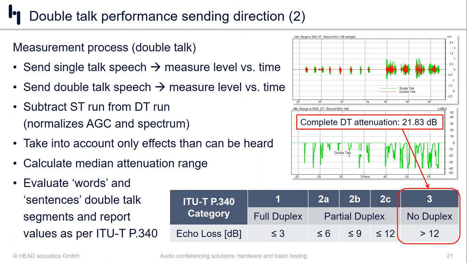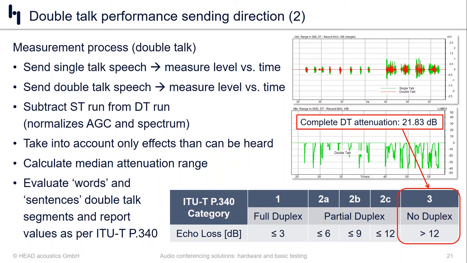Now, just very briefly about the measurement process. The first thing we do is we take a known speech file and we send the near-end speech only. And we measure the level versus time of that near-end speech in the uplink direction, and we store that level versus time trace. Then we repeat the exact same speech file, but now we have the near-end speech and the far-end speech at the same time, but we still measure the level versus time trace in the uplink direction.